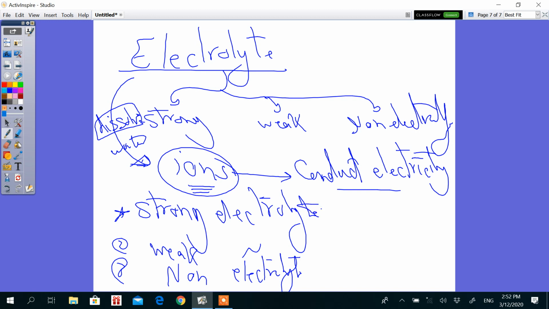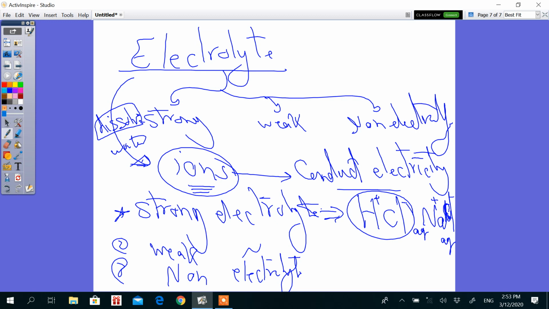A strong electrolyte means a substance that completely dissociates or separates. Hydrochloric acid, as an example, is a strong electrolyte, and sodium chloride is a strong electrolyte, because they completely separate into positive and negative ions. That's the strong electrolytes.